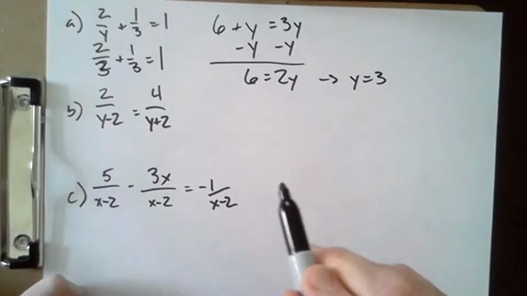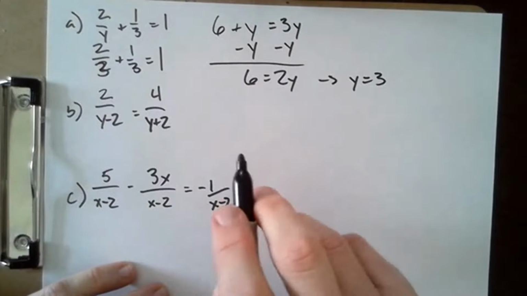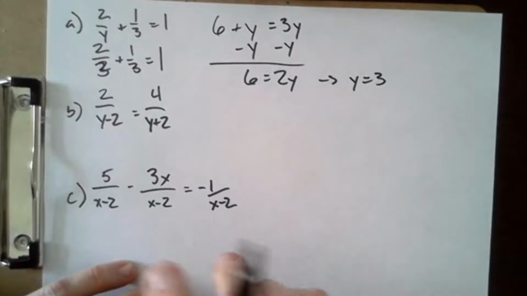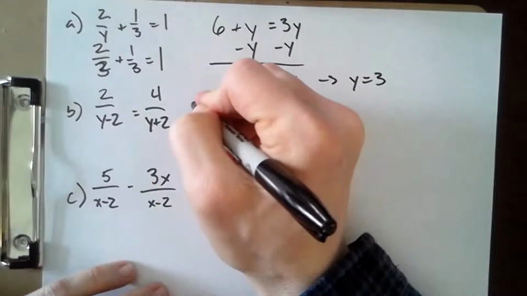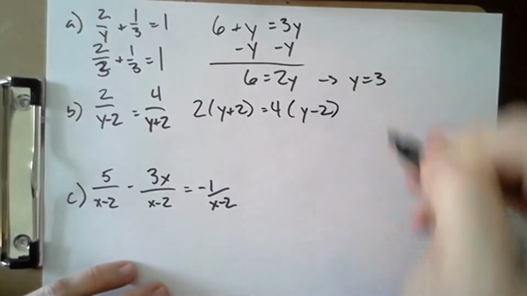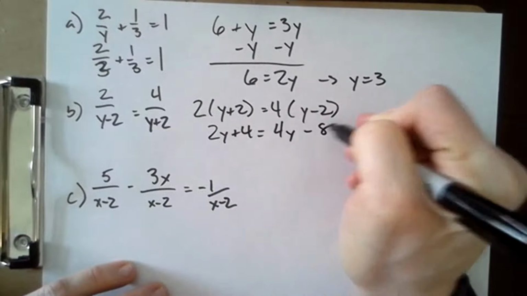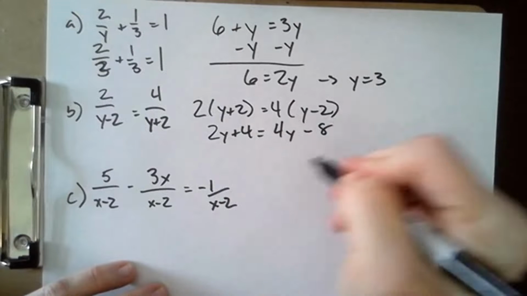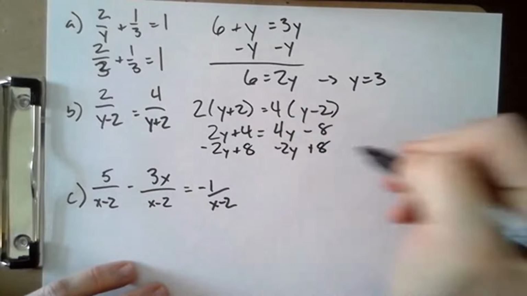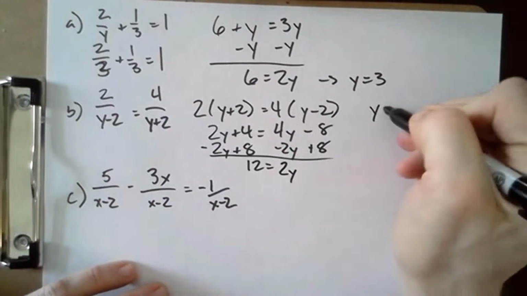Next, 2 over y minus 2 equals 4 over y plus 2. So I cross multiply. That's going to be the easiest thing here. Note that I can't have a solution of either positive or -2. So cross multiplying, I get 2 times y plus 2 equals 4 times y minus 2. Okay, well that's 2y plus 4 equals 4y minus 8. I will subtract 2y from both sides and add 8 to both sides, which gives me 12 equals 2y, so y equals 6.